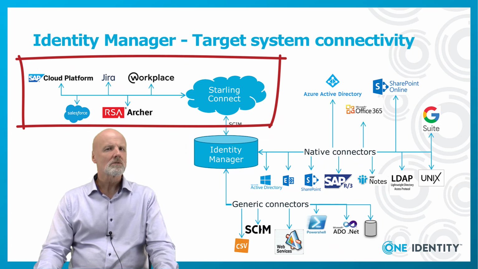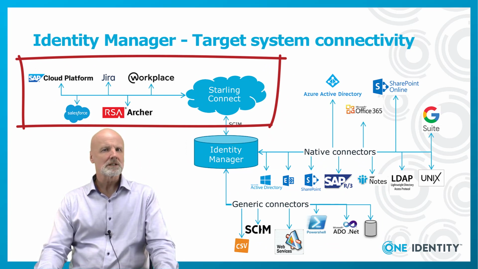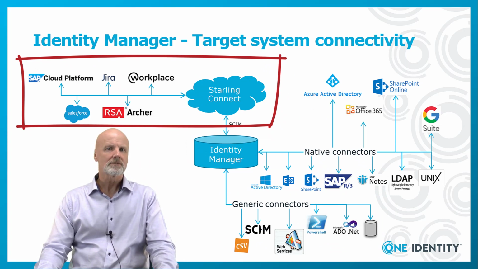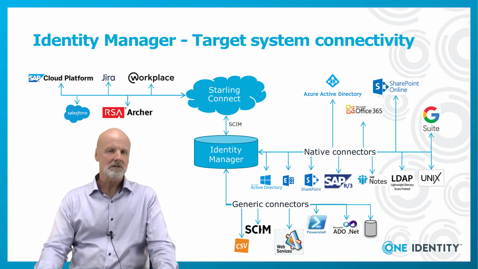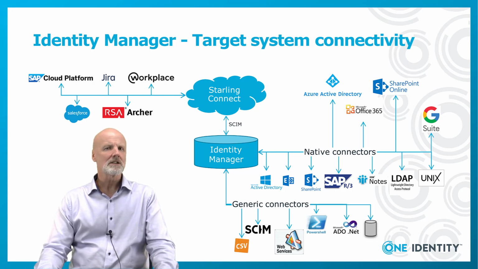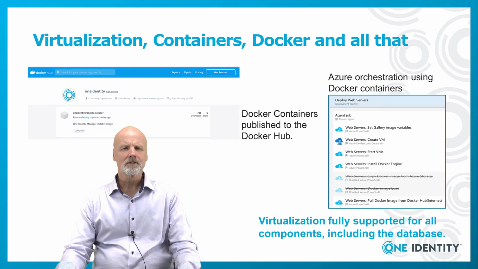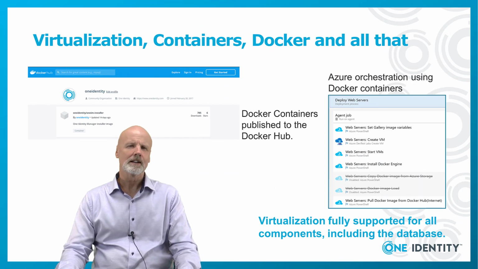On top of that, we also have a connectivity service that we deliver as a service from the cloud. We call it Starling Connect, and that gives you the opportunity to connect to all sorts of SaaS applications. And what it means to you is that every application or every target system you have in your environment can be connected to Identity Manager.